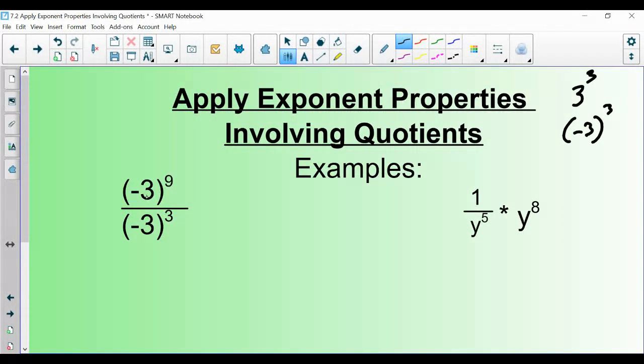These have the same base, so we would subtract their exponents, and our answer would still be -3 in parentheses to the 6th power. If you did not have those parentheses there, you would be wrong. It actually would be a different answer. So please be careful with those parentheses. Remember, I can just write 3 to the third power. It doesn't need parentheses. But if a negative number is being taken to an exponent, it needs those parentheses. Otherwise, it says something different.